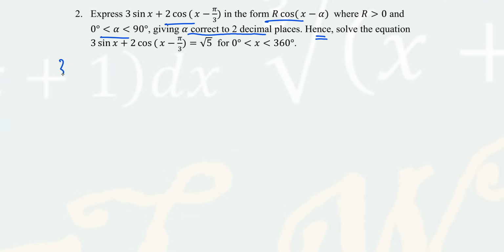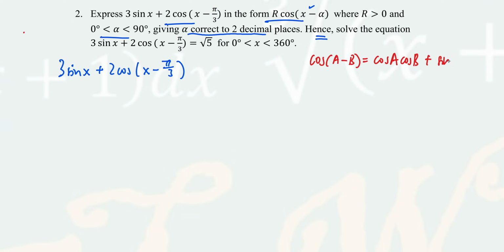So firstly, rewrite the question. But I will not write this first because I noticed that this is x minus pi over 3. So if you use the formula, it should be just x. Therefore, I have to simplify it first by using the addition formula in the previous video. So it will be cos A minus B. This is going to be cos A cos B plus sine A sine B. So I will simplify it first.